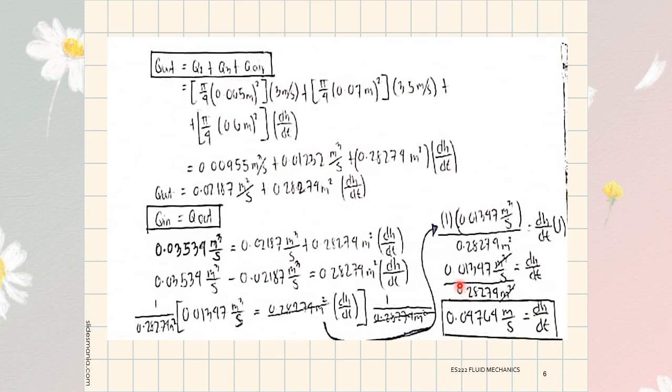So 0.01347 cubic meters per second over 0.28274 square meters. Cubic meter divided by square meter is equal to meter. So the final answer is 0.04764 meters per second, equal to dH over dt.